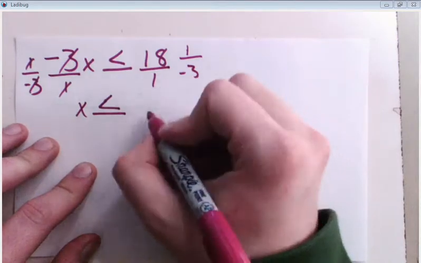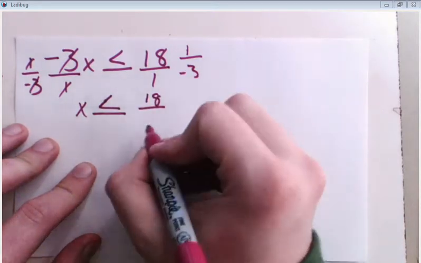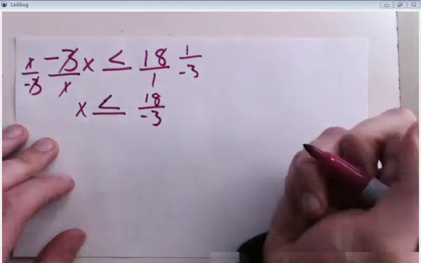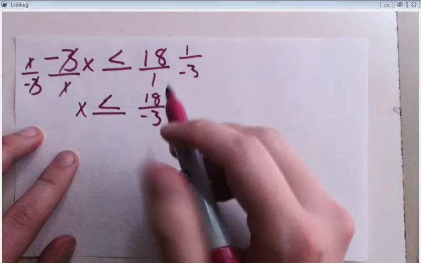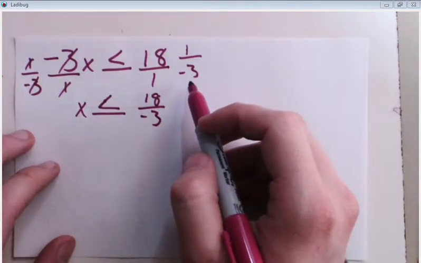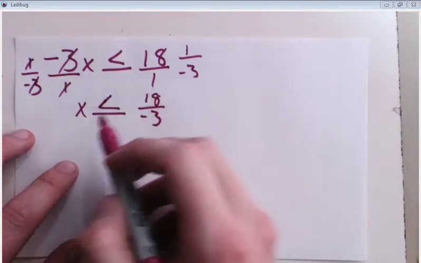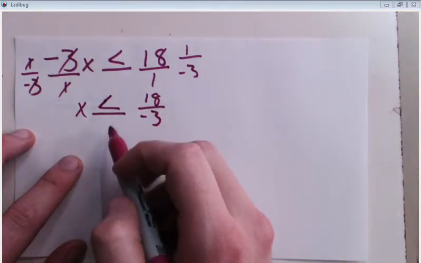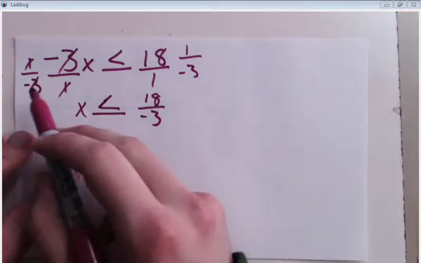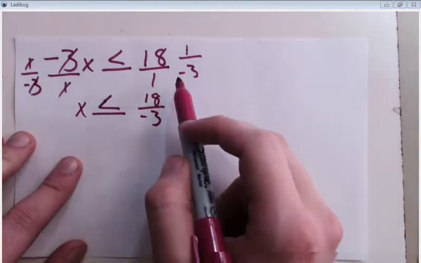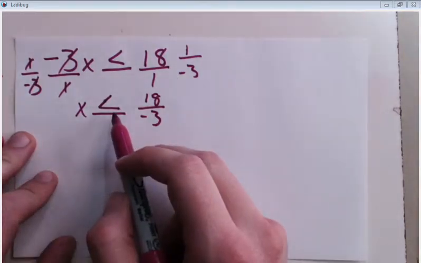18 times 1 is 18. 1 times a negative 3 is negative 3. Now, I just multiplied by a negative reciprocal. So the last step that I just showed you in the foldable was that instead of just dropping this down again, I now have to flip it. Again, I multiplied by a negative reciprocal, so I'm now going to flip my inequality sign.